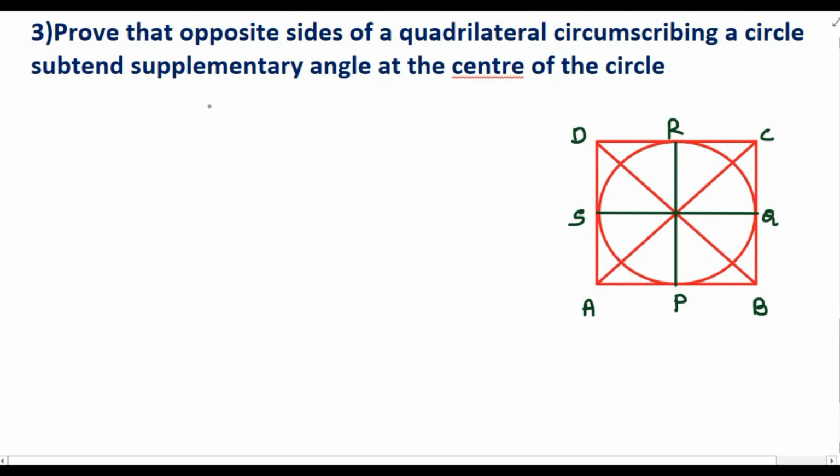Next question. Prove that opposite sides of a quadrilateral circumscribing a circle subtend supplementary angles at the center of the circle. So this is the question.